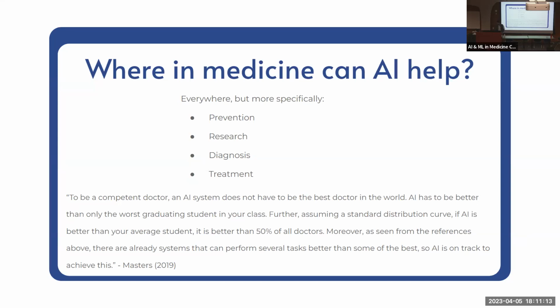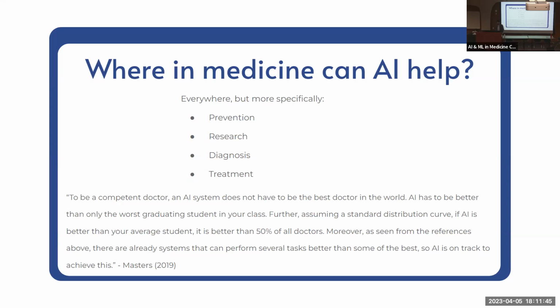And I actually really like this quote that I grabbed from this paper. It's actually very interesting because it's kind of true, but not a lot of people think about it that way. To be a competent doctor, an AI system does not, and replace the doctor with a clinician or healthcare professional or whatever, to be a competent doctor, an AI system does not have to be the best doctor in the world. It has to be better than only the worst graduating student in your class.